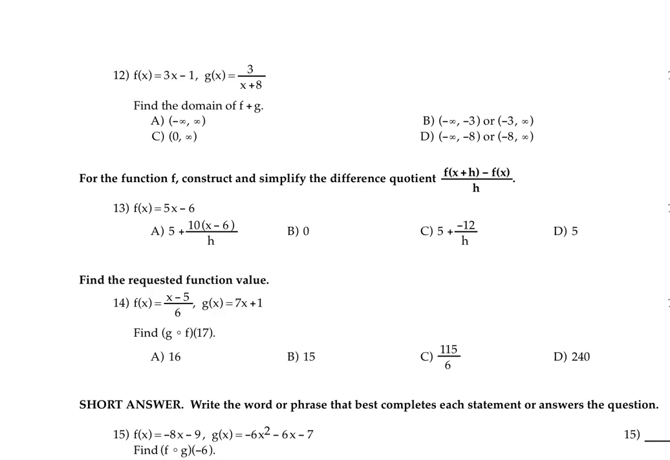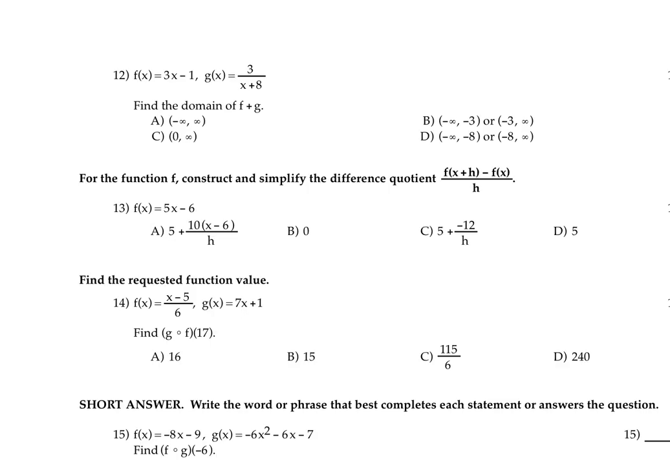Hey, a real easy way to do number 12, you can add those two together if you want to, but adding them together really doesn't change anything. It would just be 3x minus 1 plus 3 over x plus 8, because it says the domain of f plus g. So if you wanted to write all that out, you can, but here would be the easiest way to do it, okay? What would be the domain of this function right here, 3x minus 1? Infinite, all reals, right? Because it's linear. It's a line that goes on forever in both directions, all real numbers.